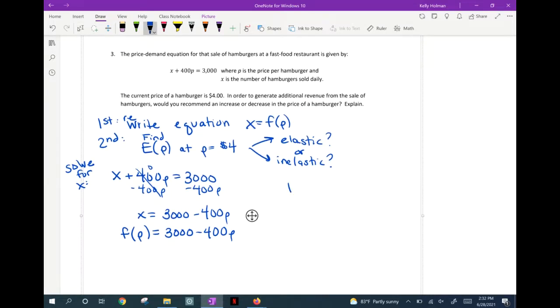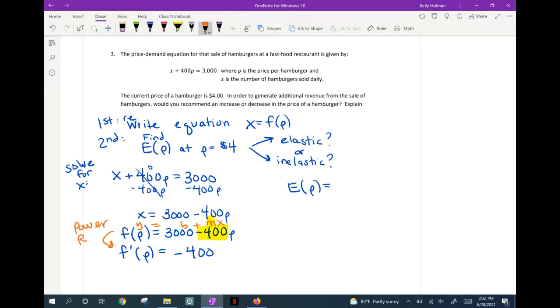Okay, so now we can find E of P. Oh, wait, we need to take the derivative of that real quick, right? So let's do that. Hopefully you can just look at this and see that the derivative is negative 400 because, again, this is in y equals mx plus b format, where your slope, your rate of change, is negative 400. But if you don't see all that, just do your power rule with chain rule, and you'll get the derivative is negative 400. So now we can go do our formula.